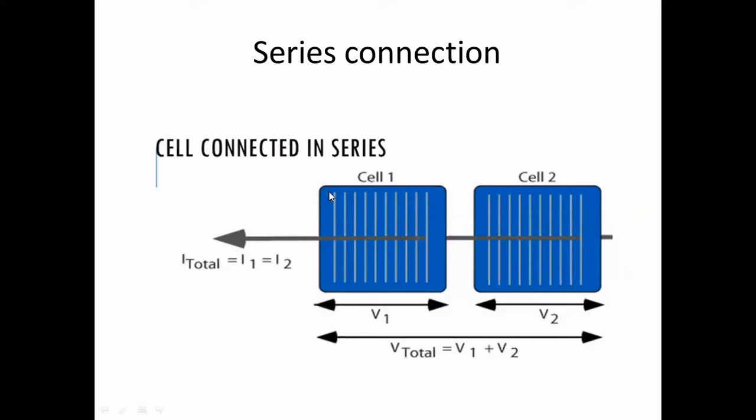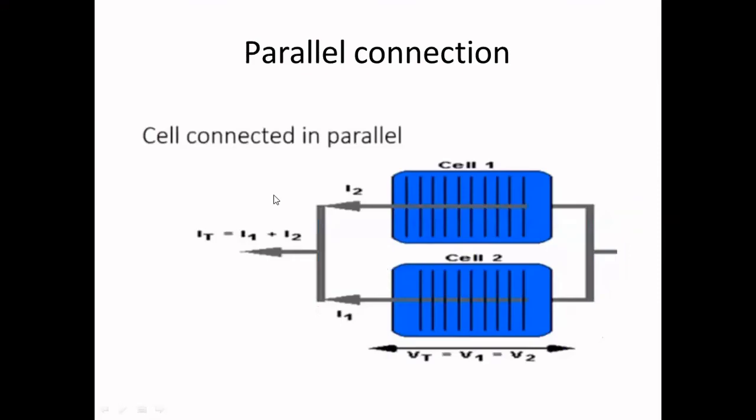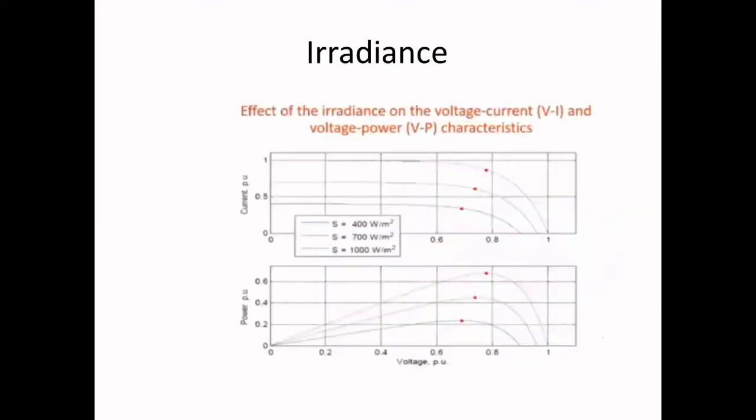When we connect the panels in series, the voltage will be added, but the current remains the same. But when we connect cells in parallel, the voltage remains the same, but the current is added accordingly. According to the output we expect, we can connect the cells in parallel and series. After connecting all this, we have to decide what type of inverter and what is the rating of the inverter we have to fix.